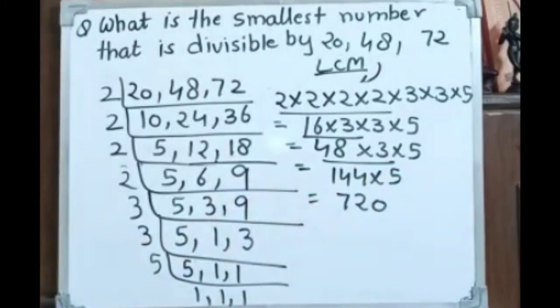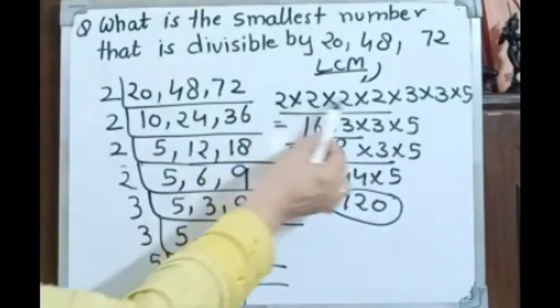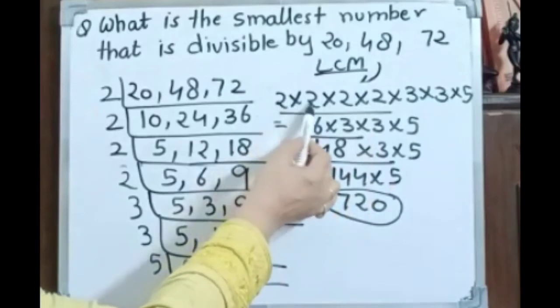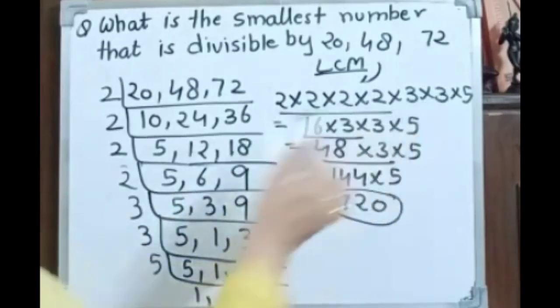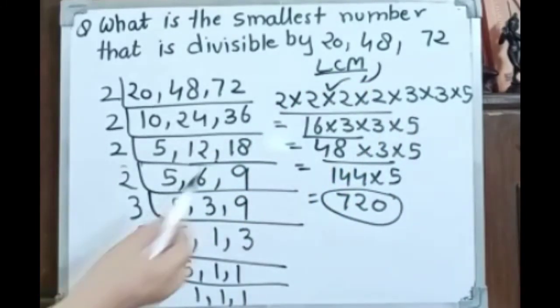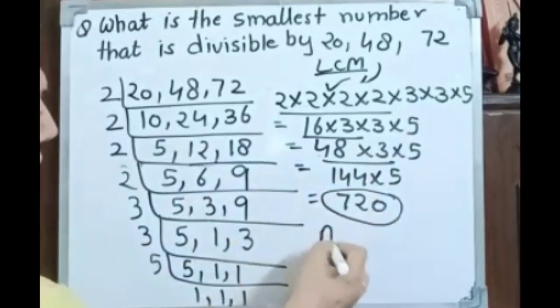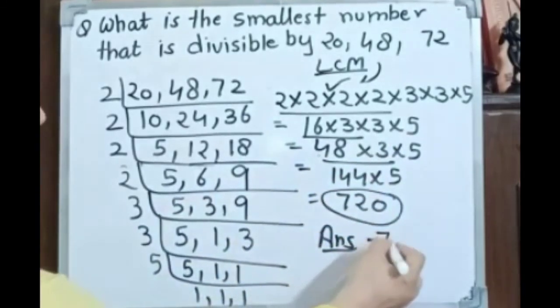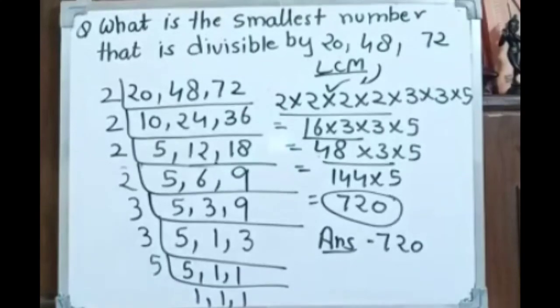This is the easiest way to find the LCM: first take all the 2's: 4, 8, 16, then 3. It is very easy for you to take out LCM like that. Then 16 into 3, 48 into 3 into 5. So this is the answer: 720 is the smallest number that is divisible by 20, 48 and 72.